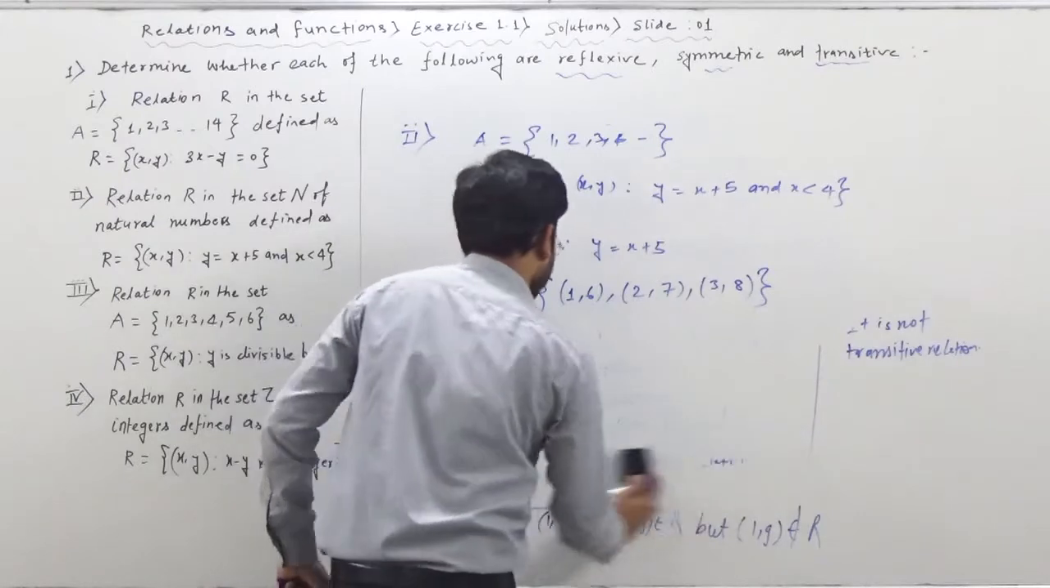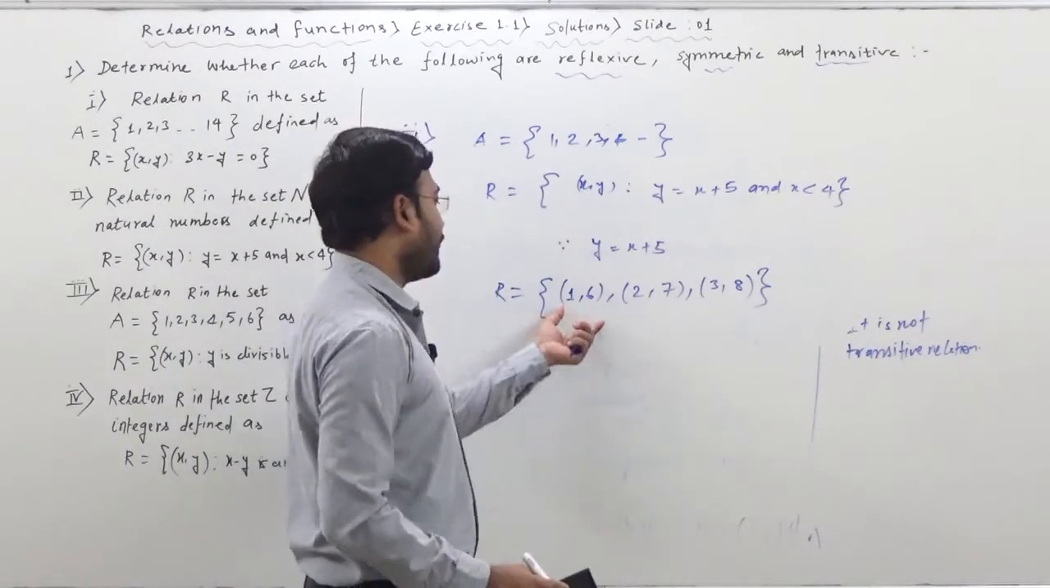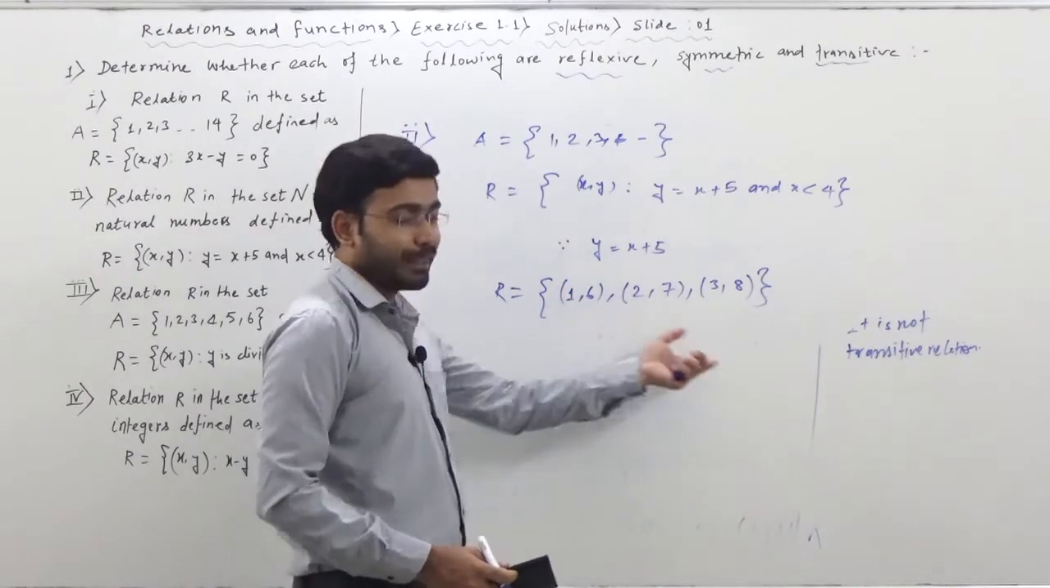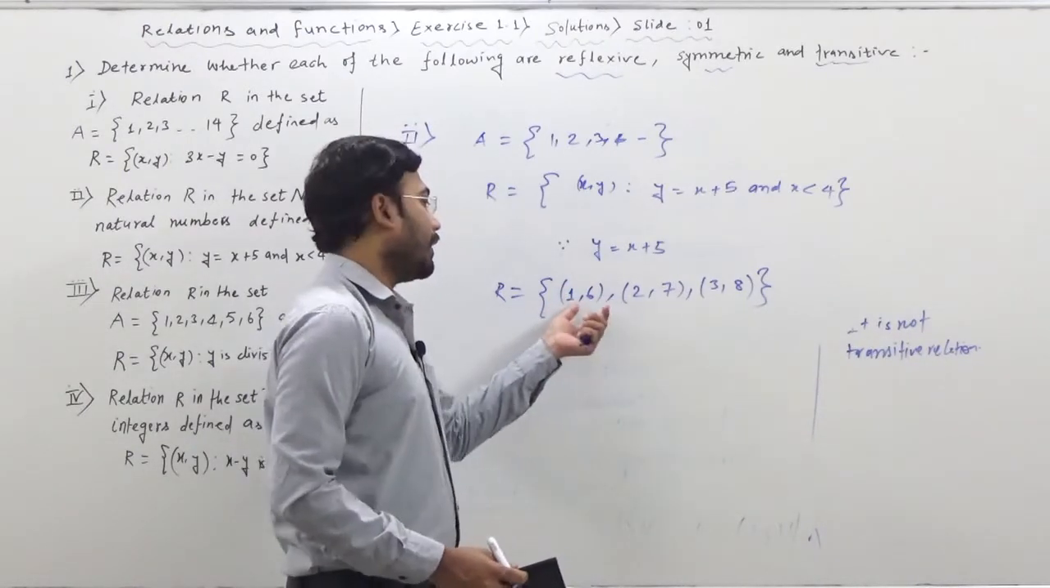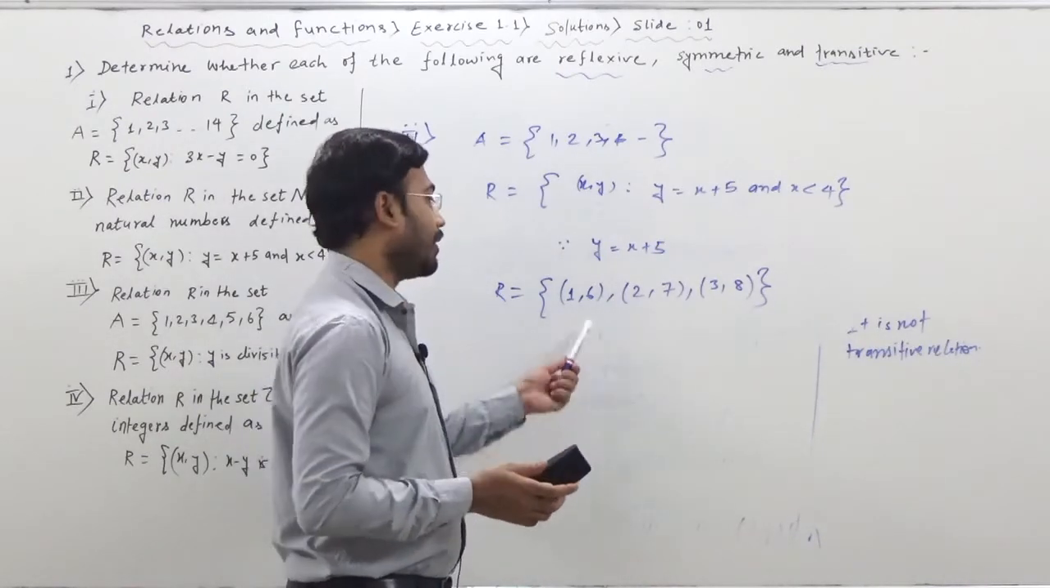Now everything is clear from here itself, isn't it? Can you write all these statements? Here (1, 1) is not there, which is sufficient to say that it's not going to be reflexive. (1, 6) is there, but (6, 1) is not available. It's not a symmetric relation.